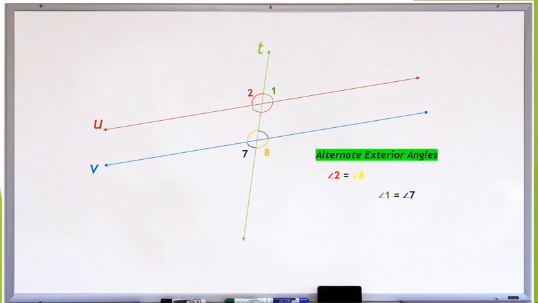For the second pair, we have angles 1 and 7. The third angle that these angles are both equal to is angle 3. Angles 1 and 3 are vertical angles, while angles 3 and 7 are corresponding angles. By transitive property, because both angles are equal to angle 3, they themselves are also equal in measure. So we can say that angle 1 is equal to angle 7. Now, we have our two pairs of alternate exterior angles. Angle 2 is equal to angle 8, and angle 1 is equal to angle 7.